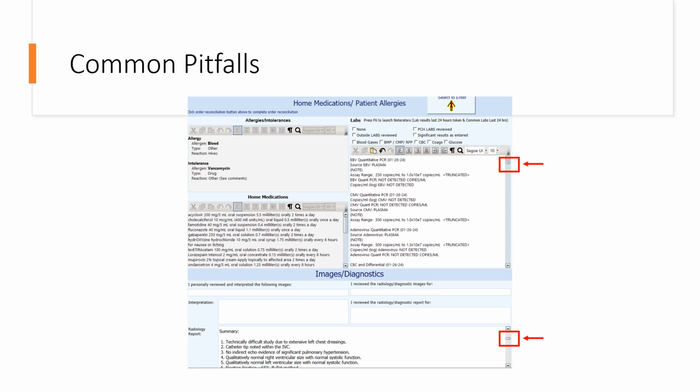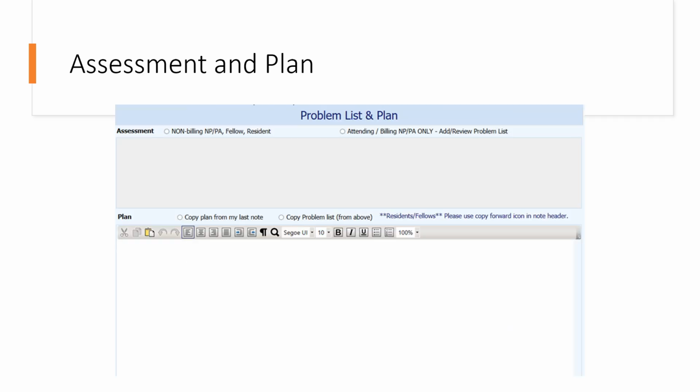Notice how in the example here, all of the recent labs and imaging were indiscriminately pasted into the note, leading to pages and pages of information to scroll through.